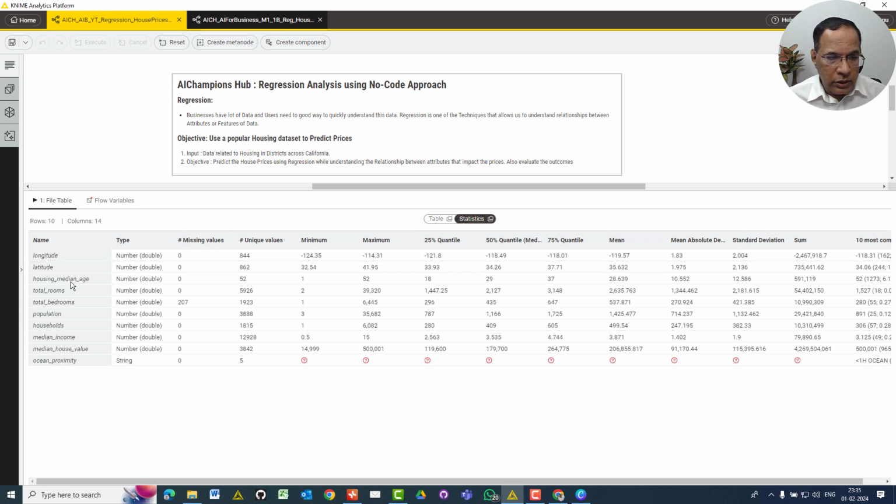Okay, so let's just take one and then look at it. So now I'm looking at the median age of housing as one of the parameters, right? So there are about 52 unique values, even though we have 20,640 rows. That means the age is typically in increments of 5 years, 6 years, 7 years, whatnot, right? But there are 50 of these. The lowest being 1, that means there are new houses, and 52 is the maximum age. That means there's a house which is 50 years old, right?